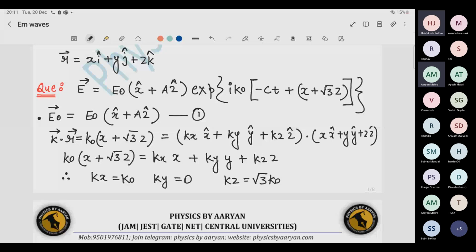Because the fields are uniform over every plane. No, fields are not at all uniform. It is an amplitude, a wave vector term. The electric vector and the magnetic fields are oscillatory. Yeah, but there is no information about the magnetic field here.